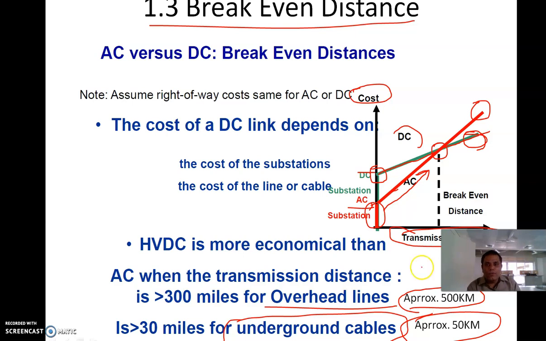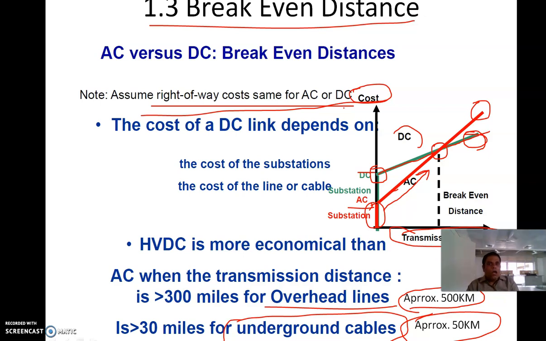So here we have assumed that the right of way costs are the same for AC and DC, and that will always be true, because the person who owns the land will not ask you whether it is an AC line or a DC line going through. The cost won't be different.